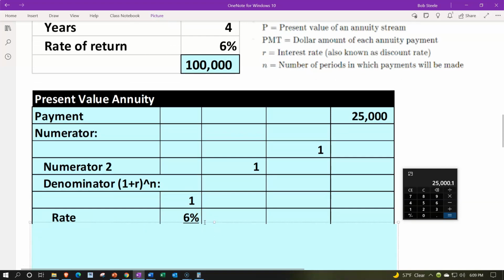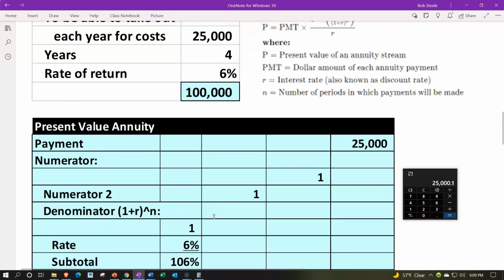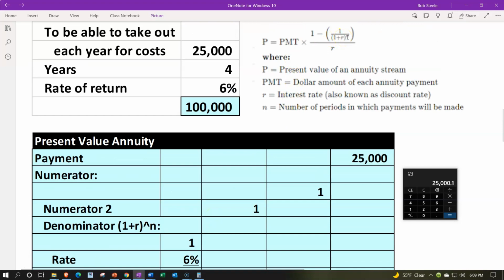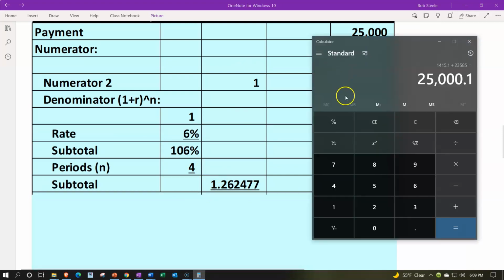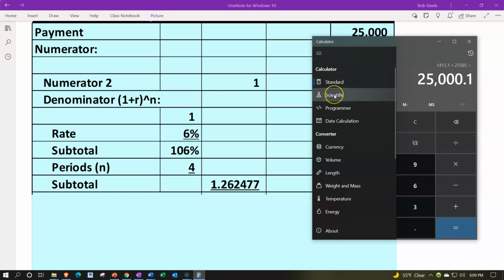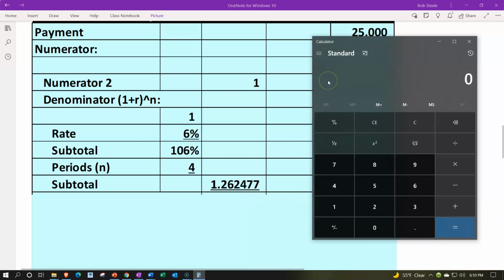We then have 1 plus R. R is 6%. So 1 plus 6%, 100% plus 6%, or 1 plus 0.06 is 106%, or 1.06, to the R, to the N, which is 4, is then going to give us this decimalized number. Let's do that with the trusty calculator. We're going to pull up the scientific calculator so that we can go to the power of 4. So we got 1 plus 0.06, which gives us 1.06, or 106%, to the x to the y, or the caret, or the power of 4. And that gives us about 1.262477.